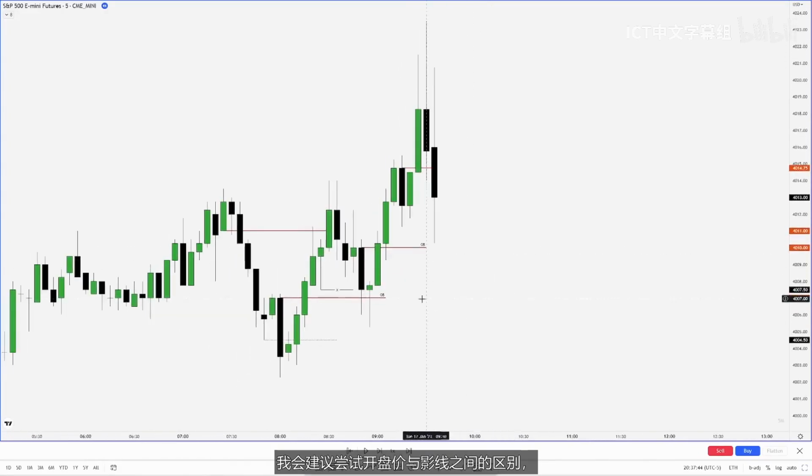I would say experiment with the open versus the wick and single versus series and figure out what works for you and what you enjoy the most.